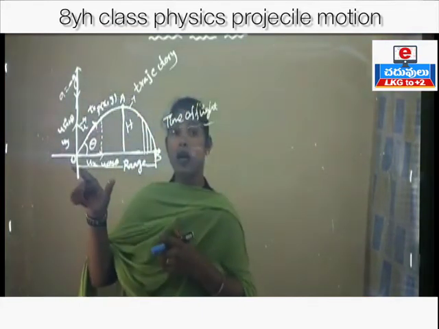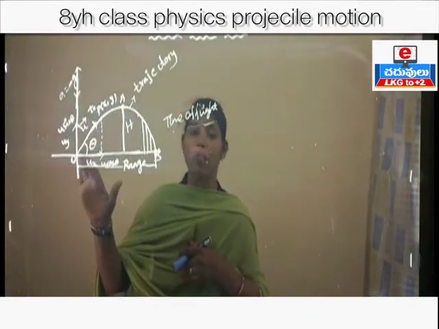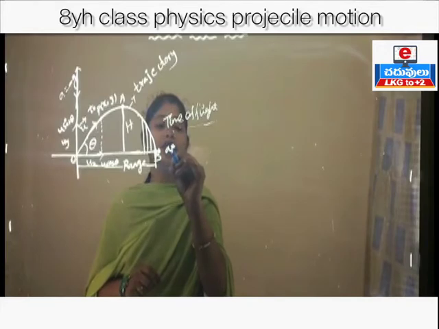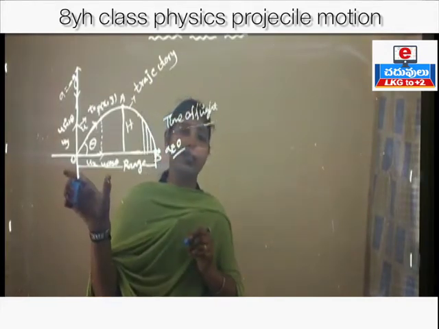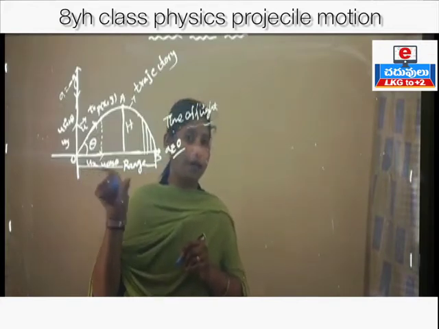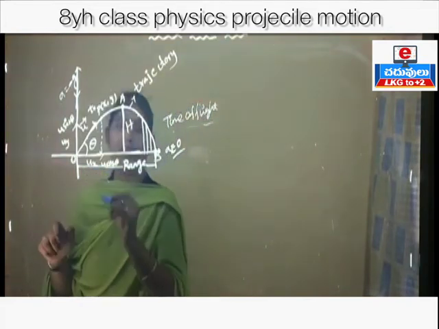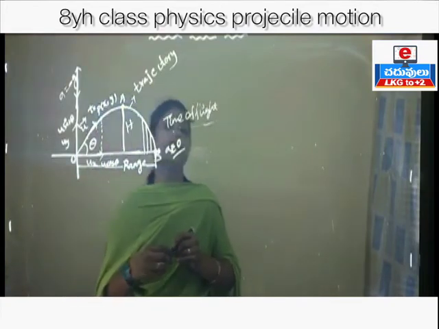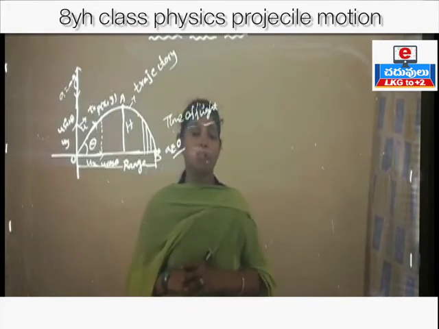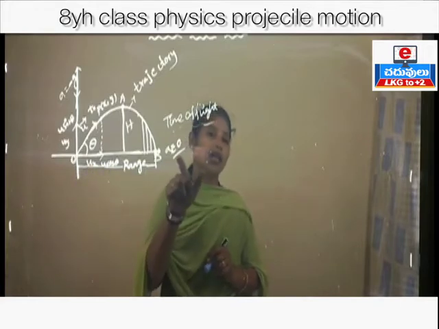If the object has horizontal direction motion, then the acceleration is 0, ax is 0. Why? Because the velocity in the horizontal direction is constant. Uniform velocity is there in the horizontal direction, so the acceleration is 0. No force is acting in the horizontal direction, that's why the acceleration is 0.